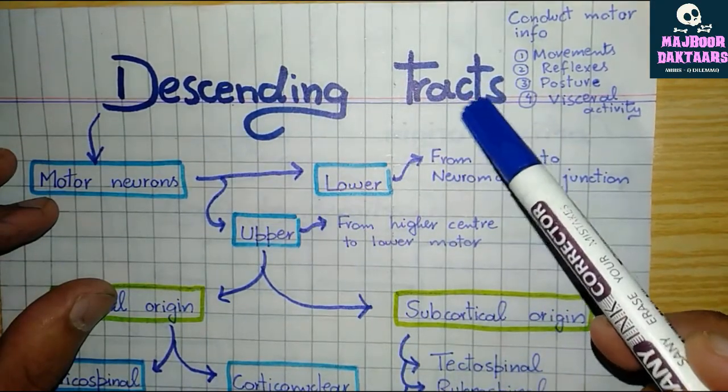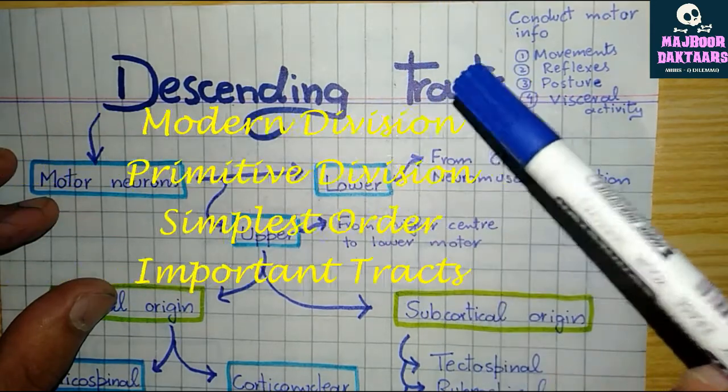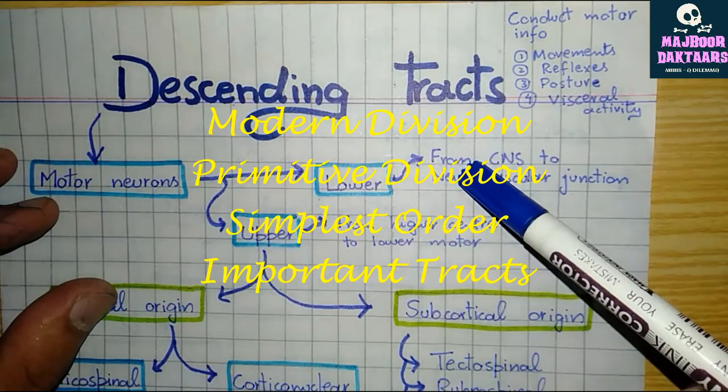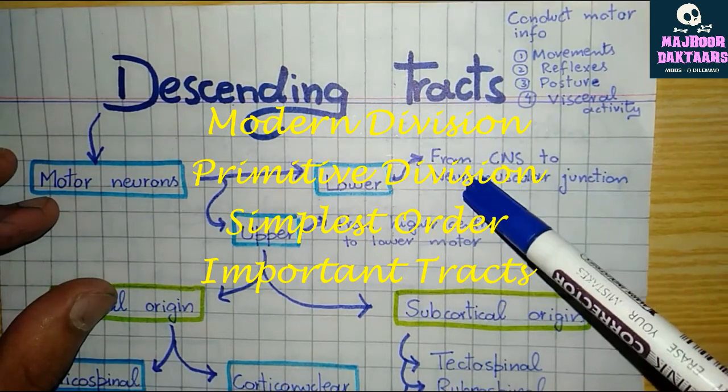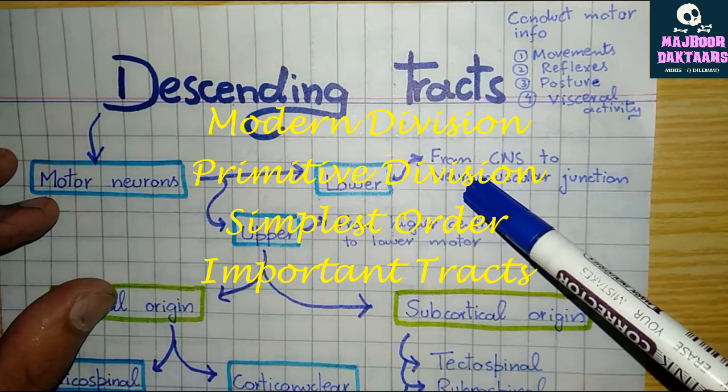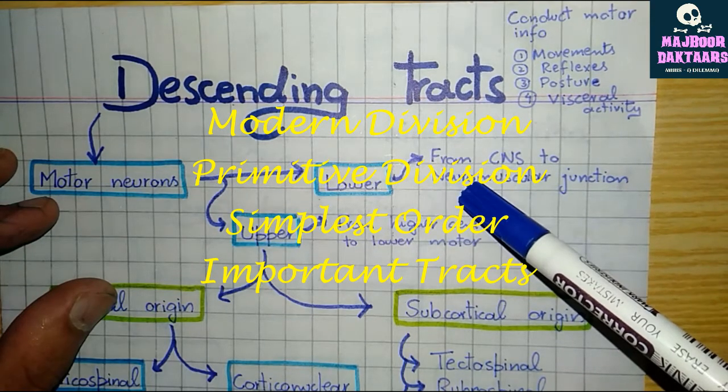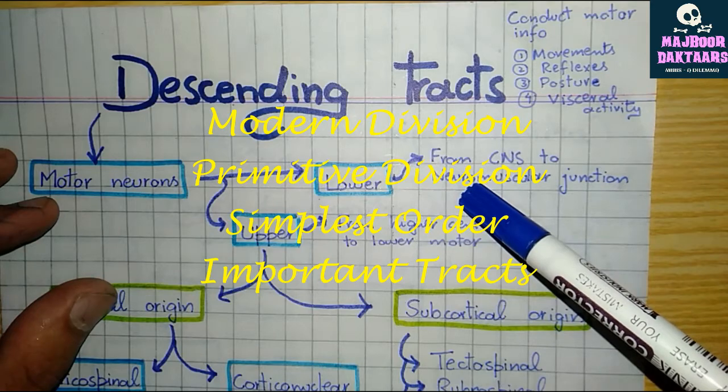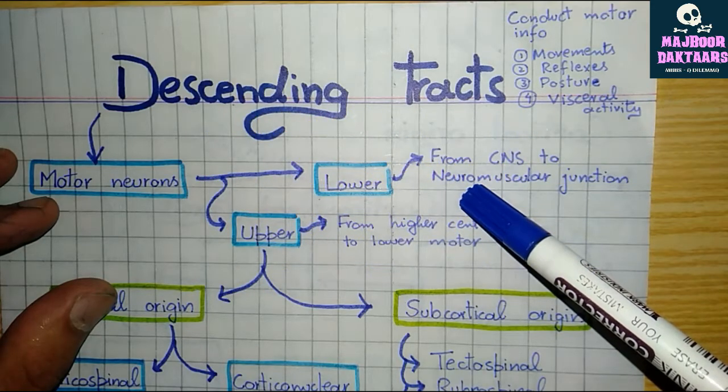We're going to talk about the modern division of the descending tracts, the primitive division of the descending tracts, the simplest order of the descending tracts. We're going to talk about some important descending tracts along with simple but informative diagrams. So let's start.